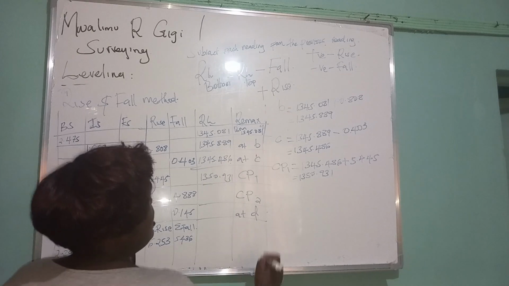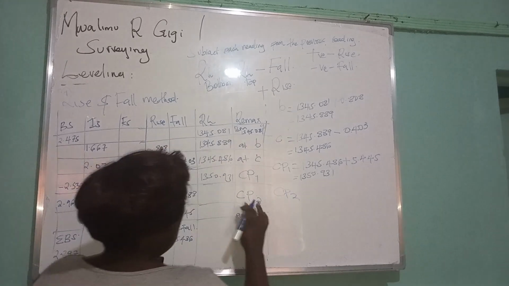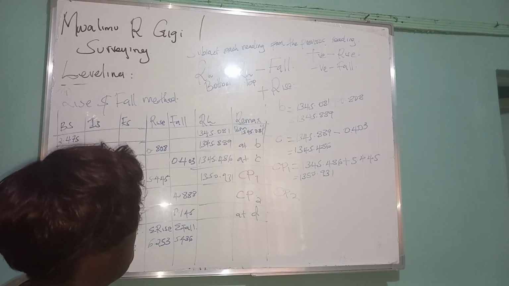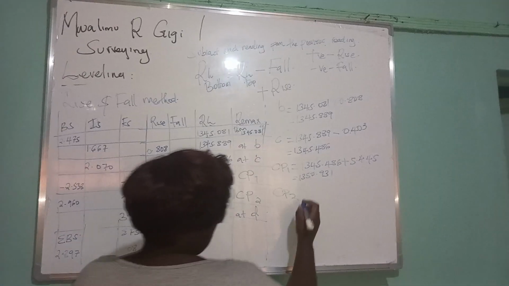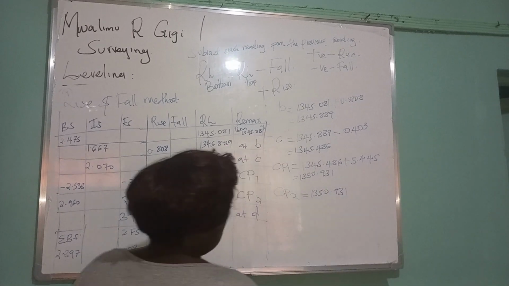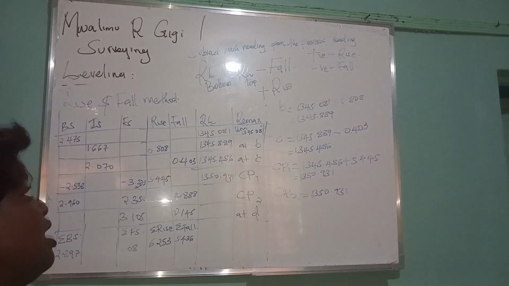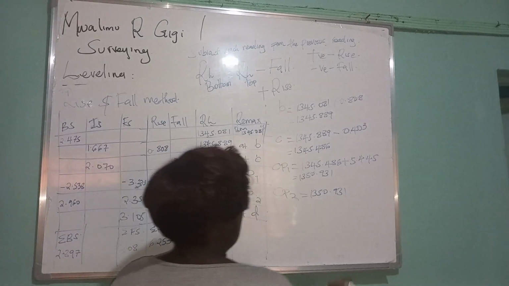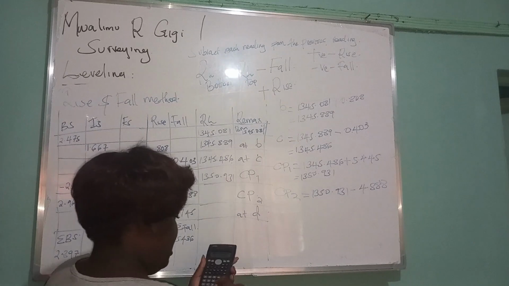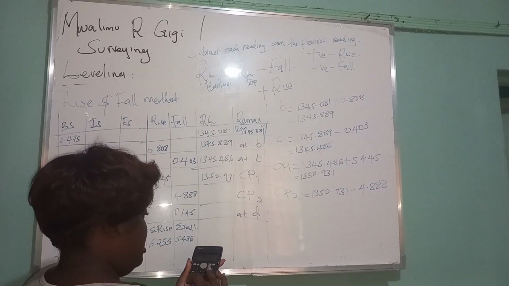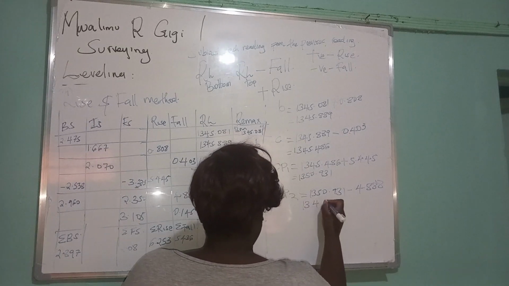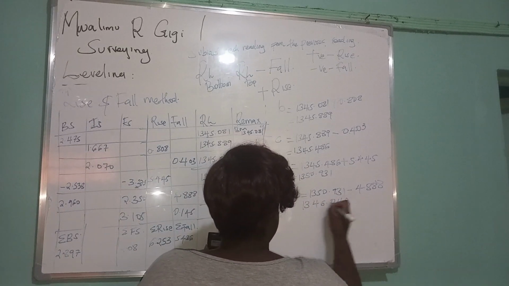And at change point 2, we have the reduced level at the top and we have a fall of 4.888. So we have the reduced level at the top as 1350.931 and we have a fall of that. So it is minus 4.888, which is 1346.043.